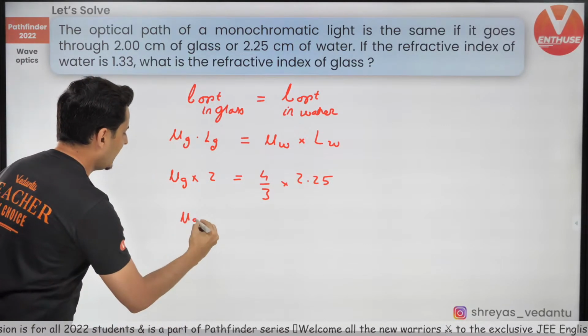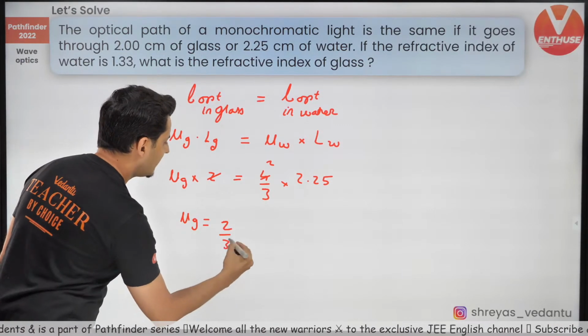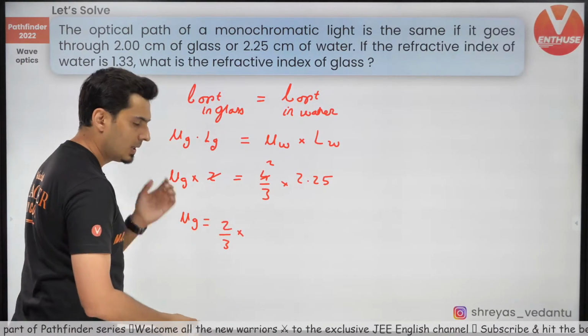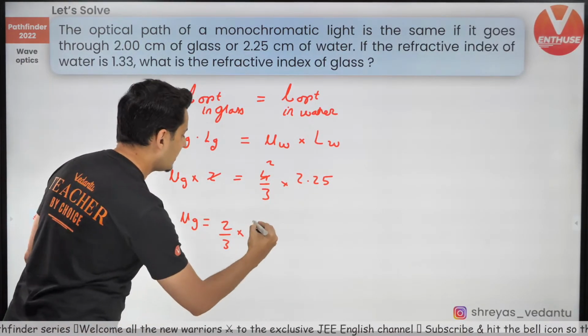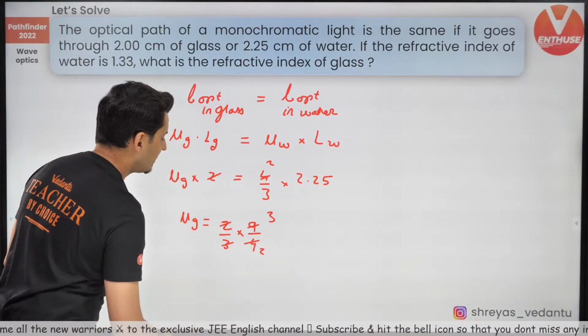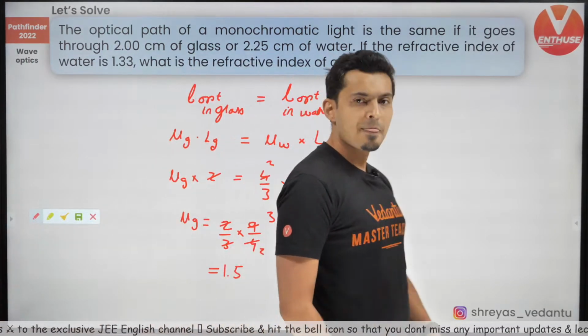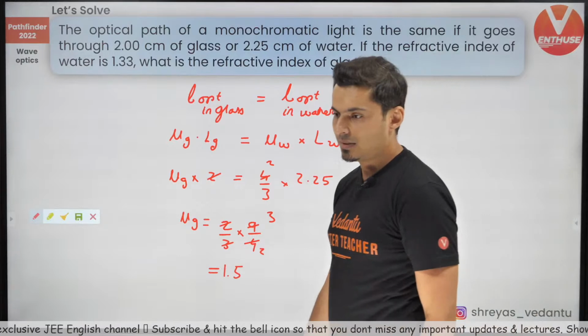Now this is simple math. So this 2 and this 4 will go like this. So it will become 2 by 3. And what is 2.25? So divided by 4, that means it will be 9 by 4. So this 2 goes, this 3 goes. So 3 by 2, that means the answer should be 1.5. Okay, so that's how you can do it.